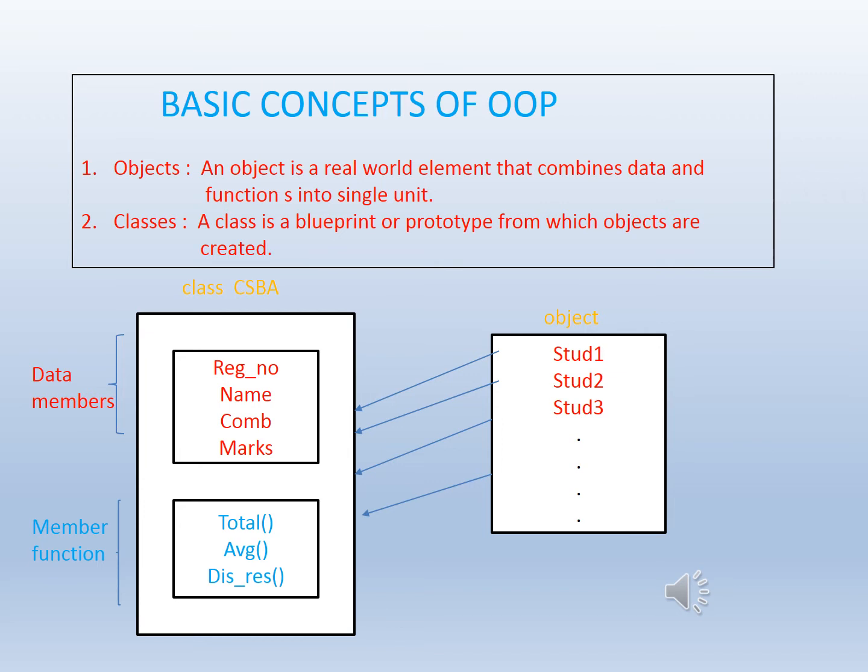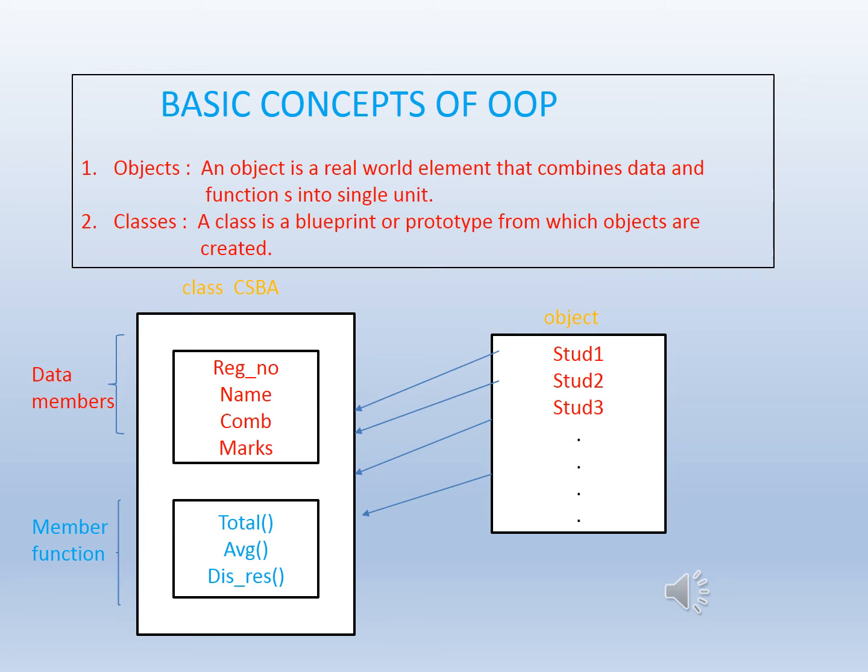So then, what is a class? A class is a blueprint or prototype from which objects are created. That means to create an object we need a class. To access the elements of a class we need to have an object.